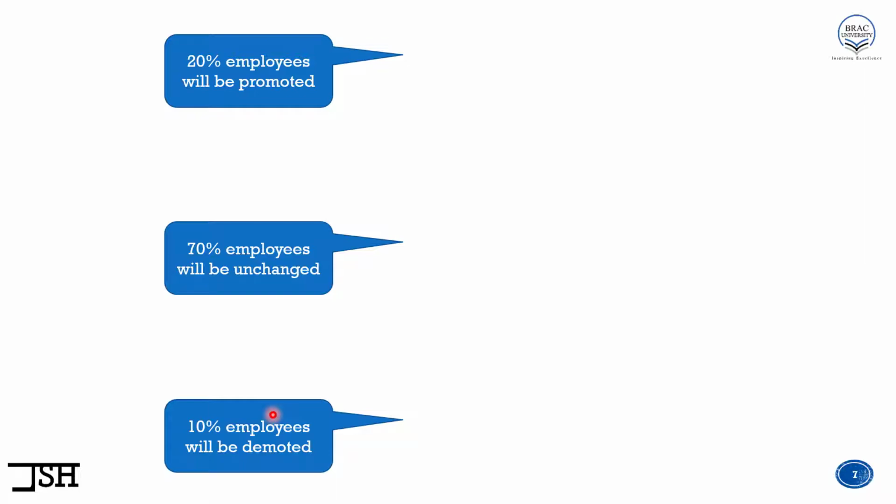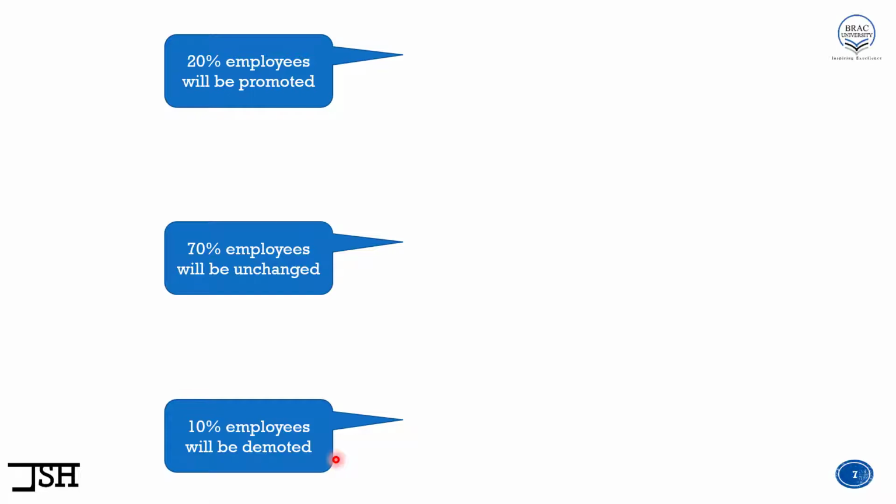Please listen to the crucial point here. All of this is happening at the very beginning of the performance appraisal period, even before anybody starts working. So we are basically predetermining all these percentages. Even before the employees start working, we have already decided that out of 100 employees, 20 are going to get promoted, 70 are going to get nothing, and 10 of them will be fired.